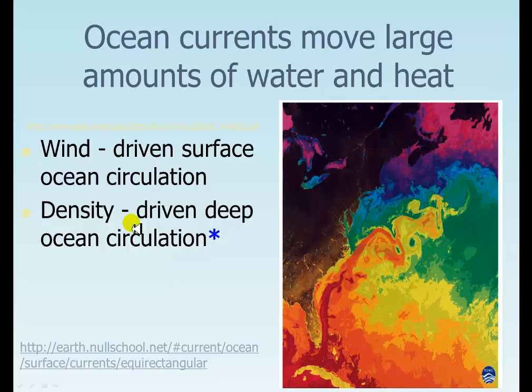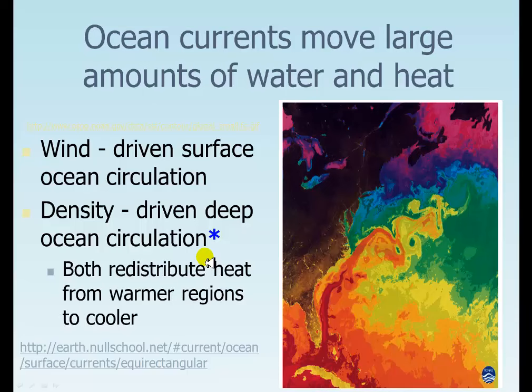Okay, density and deep-driven currents, and we'll talk more about those things later on. They both redistribute the water as well as the heat, which cools down the tropics as well as warms up the poles. It would be a totally different planet if we didn't have this motion of heat as well as water. And this is Earth Null School, which I think I've shown you before.